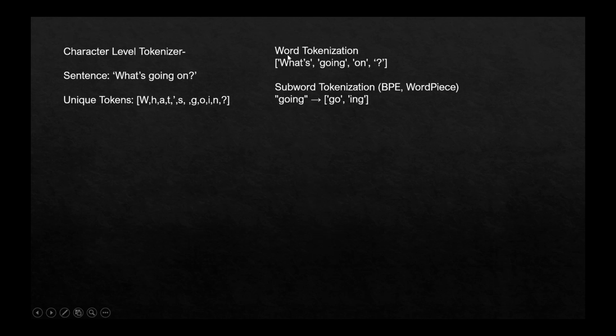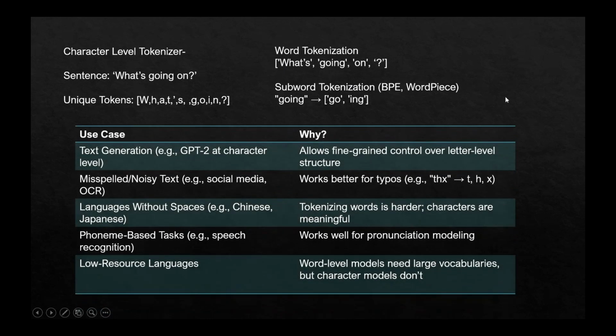So then the next question is: if subword tokenization and word tokenization are so cool and so intuitive, why do we really need a character level tokenizer? Well, there are a couple of reasons. Number one, text generation. For example, GPT-2 allows more control over letter level structure, and sometimes there's noisy text in general, like it works better for typos and anything like short lang or even OCR. And there are some languages without spaces where characters have meanings of their own, like Chinese and Japanese, and tokenizing with words there would be much harder, so a character level tokenizer is much easier.